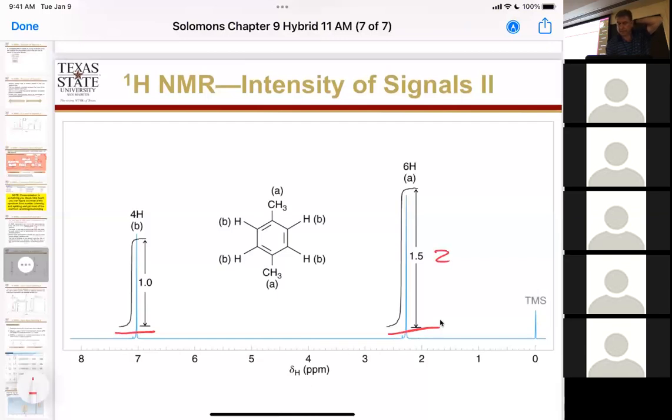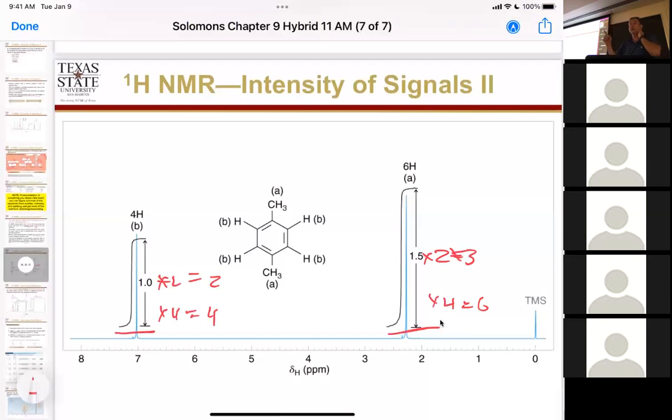If we multiply that by 2, that would take it up to 3. And multiply that by 2, that would take it up to 2. Okay, well, we still don't have the ratio we think we have in our product. So let's multiply it by 4, and that's going to get us 4 protons. Multiply by 4, that's going to get us 6 protons.